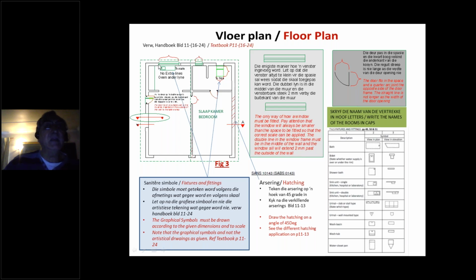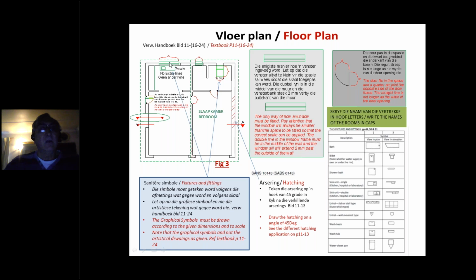Then if there's a windowsill, a vensterbank, it is projected about 2 mm outside the outside wall. The windowsill is about 2 mm outside. That's the only way a window should be put in. If you get marks, they will allocate a mark for the length if it's correct, and they will allocate a mark for the windowsill.